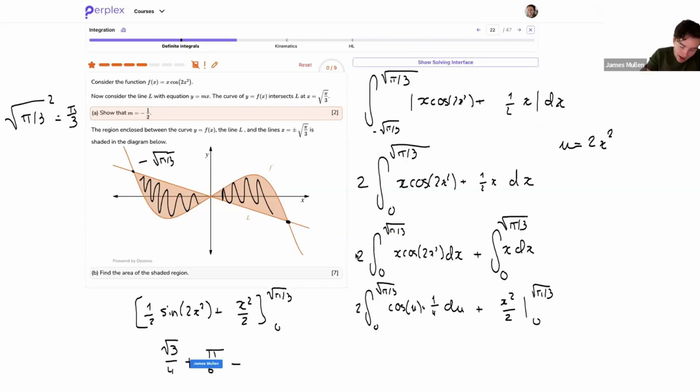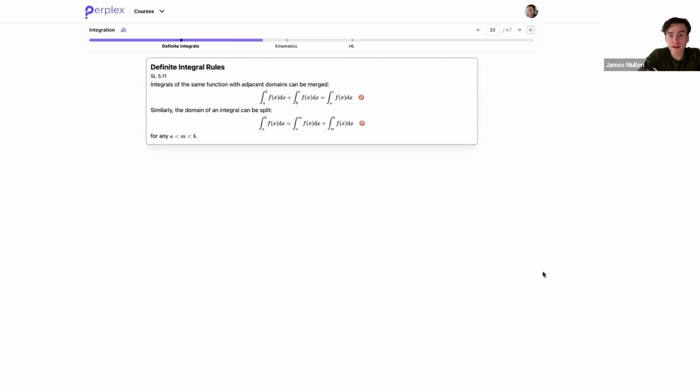And then at 0, sine of 2x squared is going to be sine of 0, which is 0. And x squared is also going to be 0. So this is the entire area. That's the answer. So some rules for definite integrals.